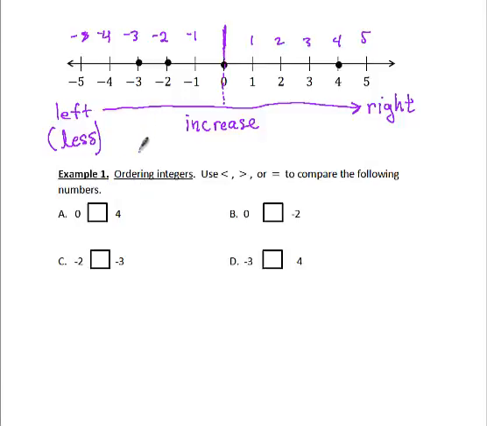So in example 1, ordering integers, we want to use the appropriate inequality or equal sign. Okay, so which number is bigger, 0 or 4? Well, 4 is bigger.